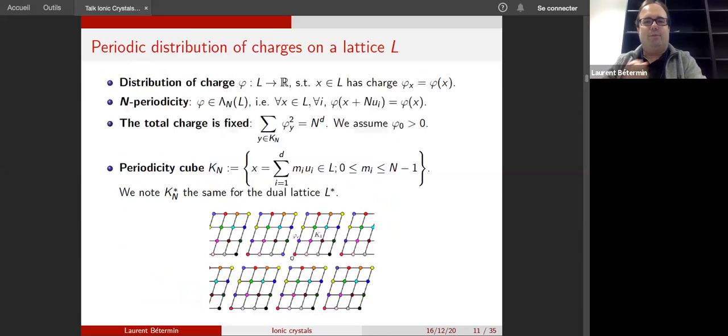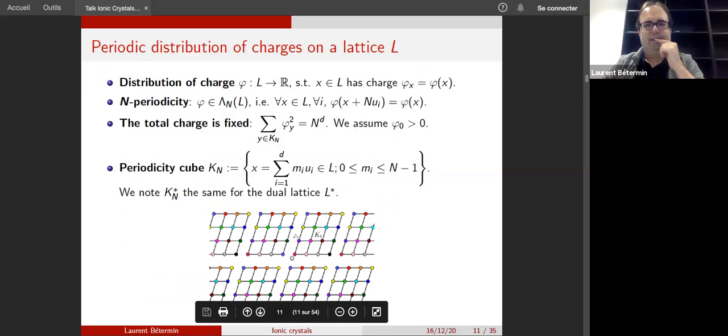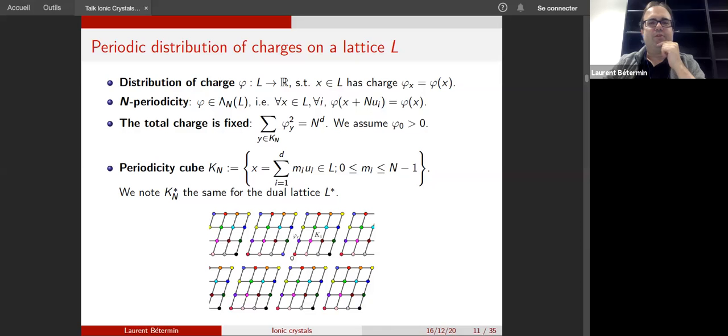Okay, now I want to talk about charges on the lattice. So you have a lattice which is fixed, lattice L, and the distribution of charge is just the function from L to R, which gives you a number at each point of L, right? And I will assume that my distribution of charge is periodic. So it's n-periodic, meaning that it's periodic in all the directions where the cube, the periodicity cube, has size n times n times n times n, etc. Okay, so n to the power d.